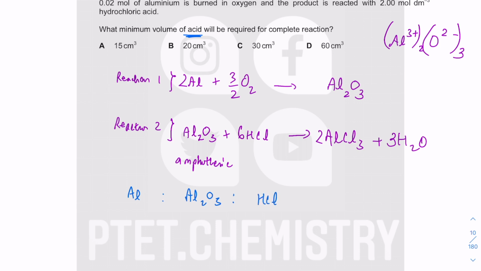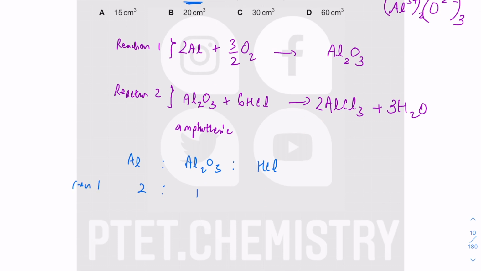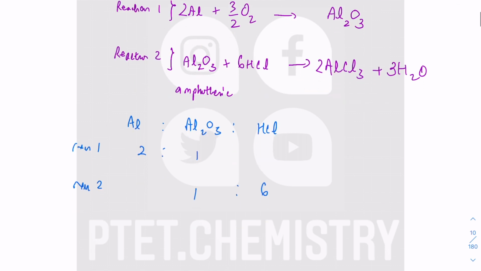So from our first equation, 2 aluminium give us 1 Al2O3. From our second reaction, 1 Al2O3 reacts with 6 HCl. When we want to combine the two equations together, you must make sure that the common ratio is equal. Here they are equal.